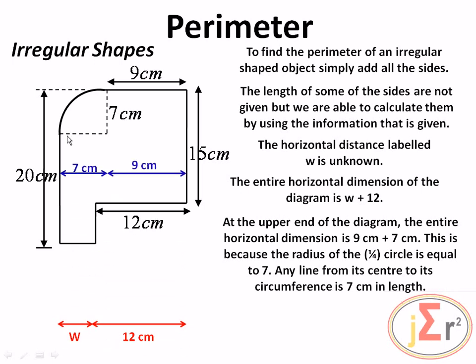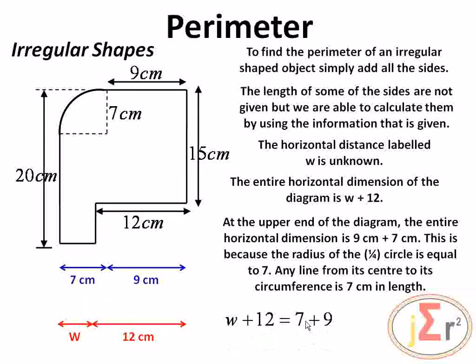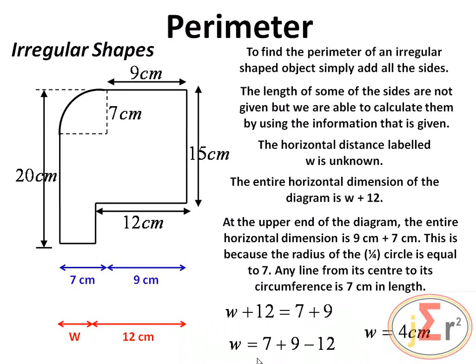So what do we have? The 7 plus the 9 will be the same thing as the W plus the 12. And of course, we can solve that simple linear equation in order to determine the value of W. And W is equal to 4 centimeters. And we place it right there. We place it small so that, by taking a look at the diagram, we can tell that that 4 centimeter was not a part of the initial setup.